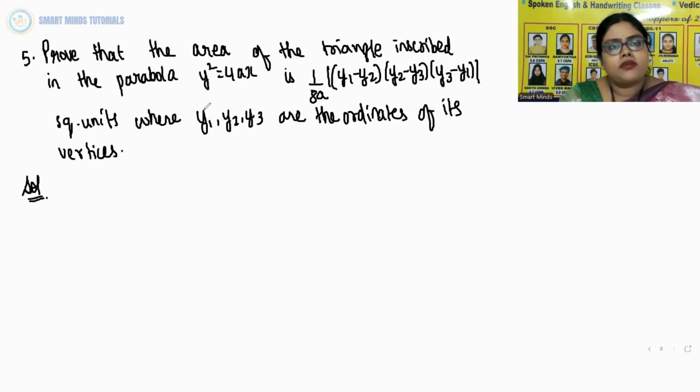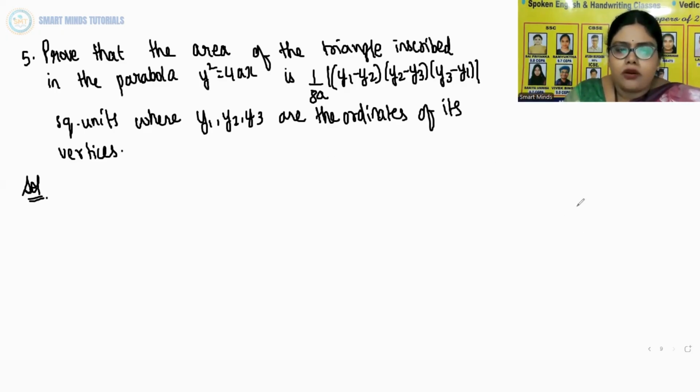Now take the next question. This is also important. Prove that the area of the triangle inscribed in the parabola y square equals 4ax is 1 by 8a mod y1 minus y2 into y2 minus y3 into y3 minus y1 square units, where y1, y2, y3 are the ordinates of its vertices.